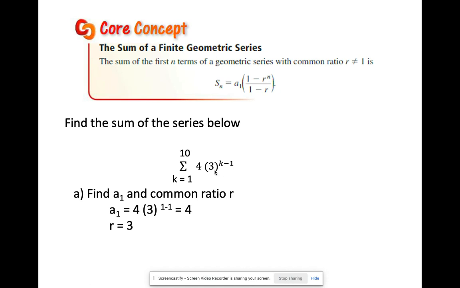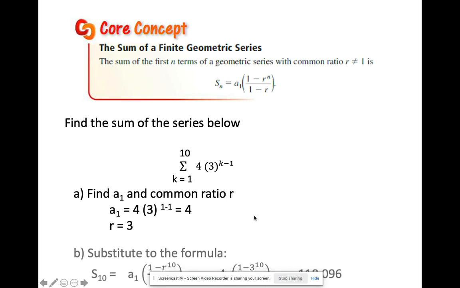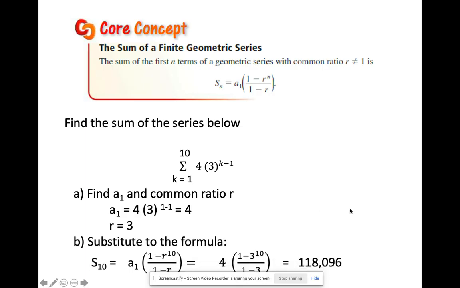So all you've got to do is just substitute that into the formula here. Okay, so a sub 1 is 4, and r is 3. Then plug it in the formula. So notice that I simply plug this in: 1 minus r raised to the 10 over 1 minus r. Plug in a sub 1, and then you're going to use the calculator. Okay?